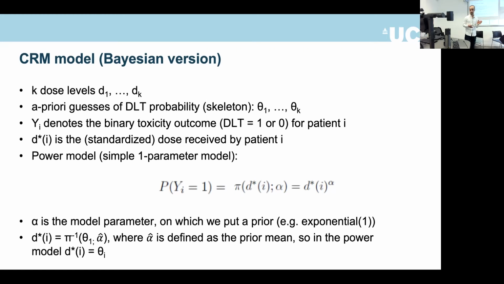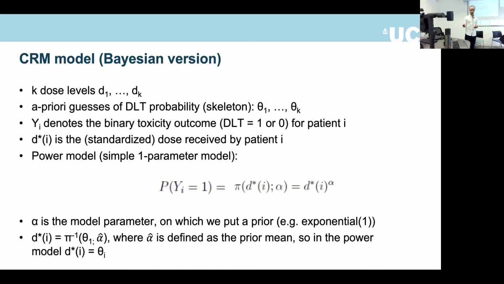These are theta 1 to theta k. Yi is the binary outcome of interest, whether or not the person experiences a DLT at that dose level. D star is the standardized dose received by the patient. And then the power model, which is a very simple one parameter model, is specified in this manner. The probability that the response is equal to 1 is a function of the dose as well as alpha, the model parameter. And it is simply the standardized dose to the power of alpha.